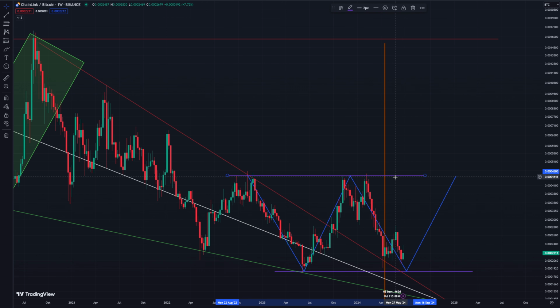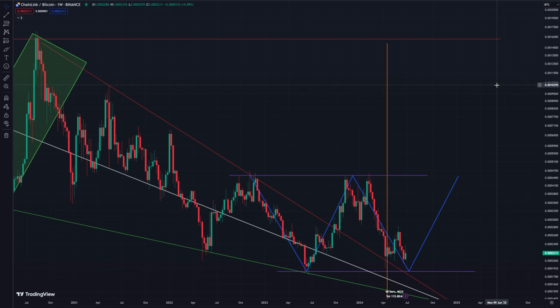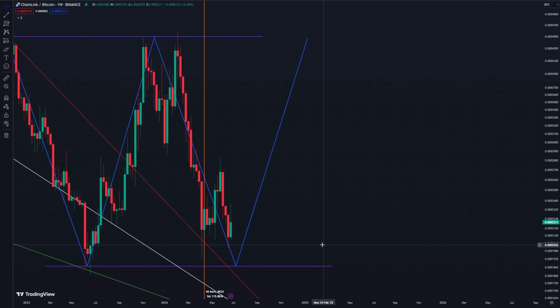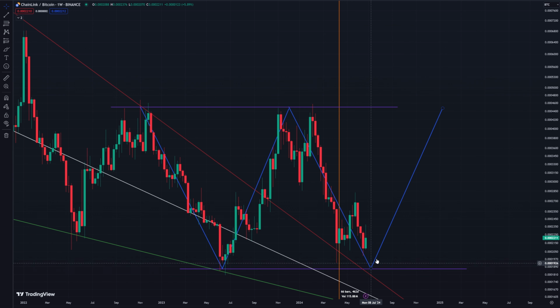But if we do have this W pattern play out, we will most likely come back to this resistance of 45,000 Satoshis, and with how long it'll probably take us to get there, it will be the start of 2025. So whether we move into a bull run from that point, or whether we get a bit of a pull down before moving up into our bull run, either way, it would probably line up that this will be one of the final lows that we see for Chainlink on its Bitcoin pair.